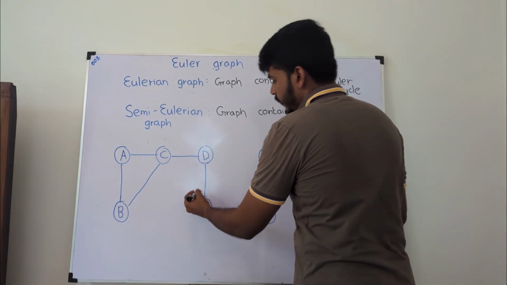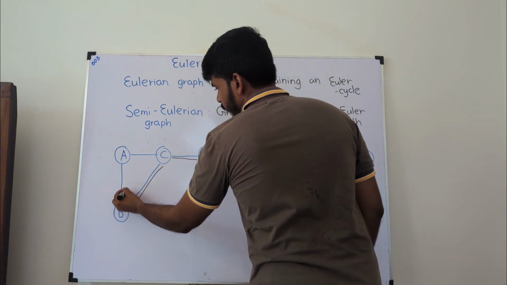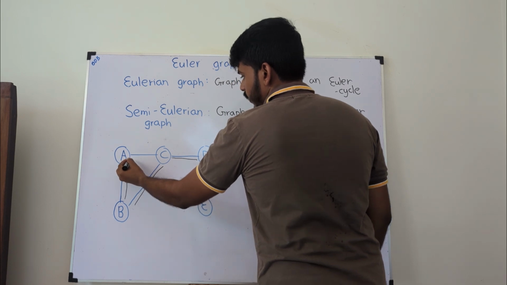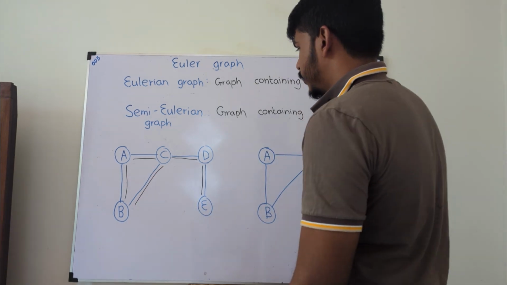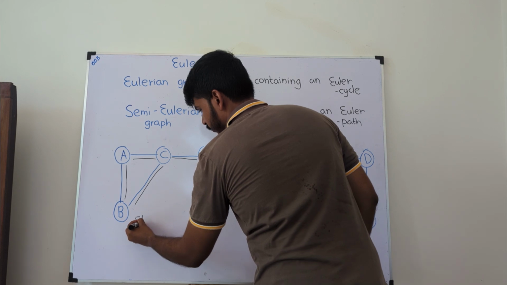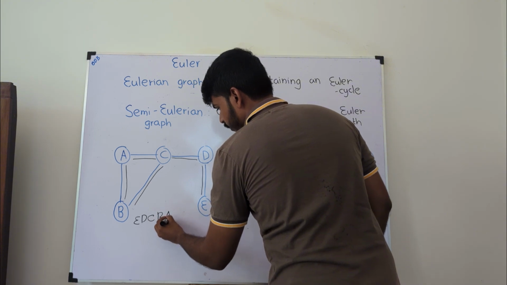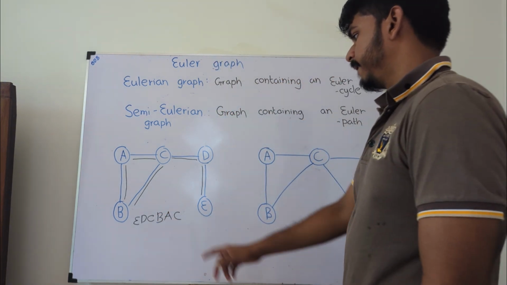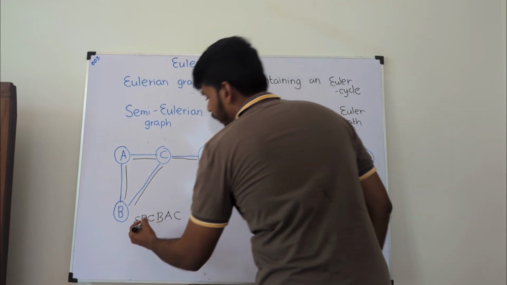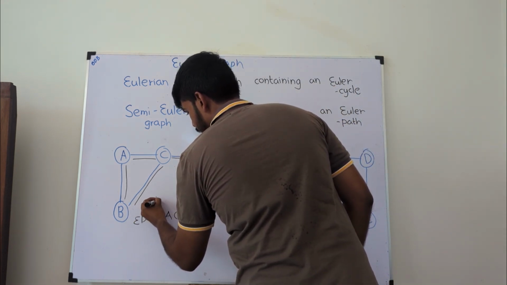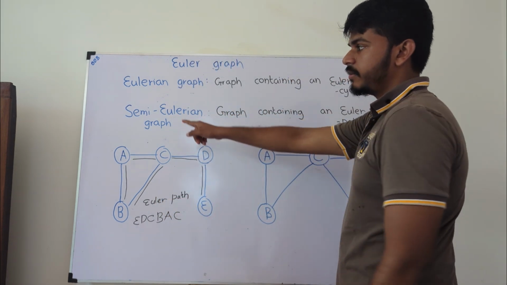So again I am going to start at vertex E, go to D, go to C, then go to B, then go to A, then come back to C. I have visited all the edges exactly once. So E, D, C, B, A, C. Here the starting and the ending vertex are not the same. This is an Euler path, so this is going to be a semi-Eulerian graph.